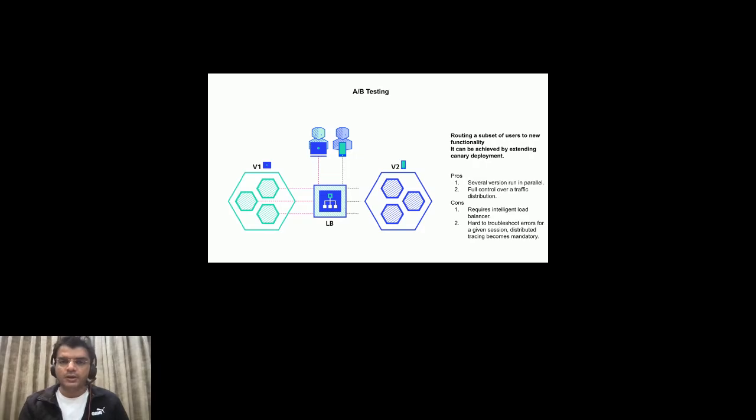It's the same thing around canary, but here we are doing the concept of A/B testing, where the same versions are running in parallel. You have control over the traffic distribution, but say you want version 1 to be available for desktop users and version 2 for mobile users. In that case, you can go for A/B, which is a subset or an extension of how canary works.